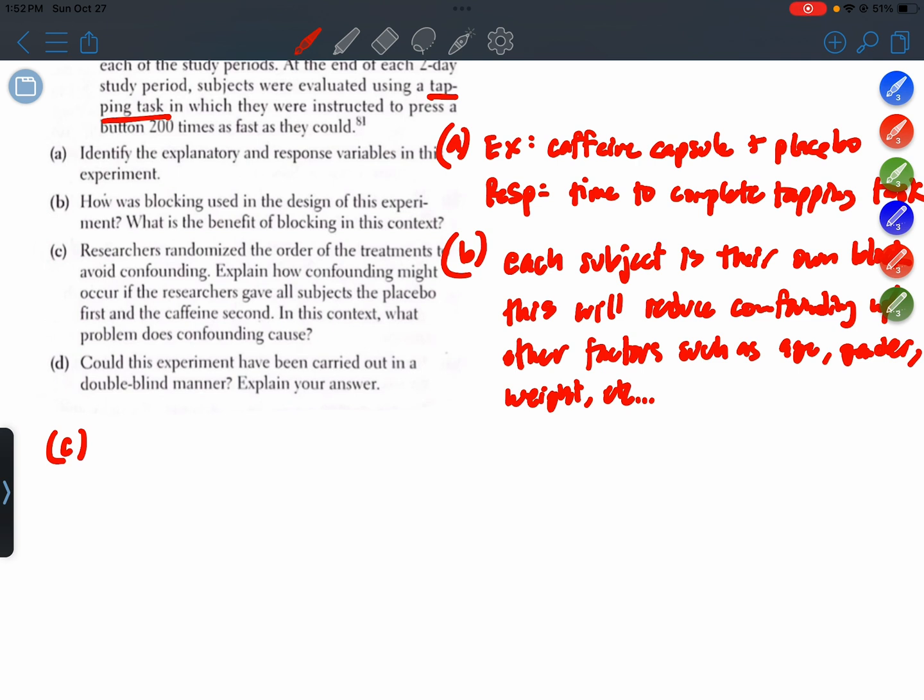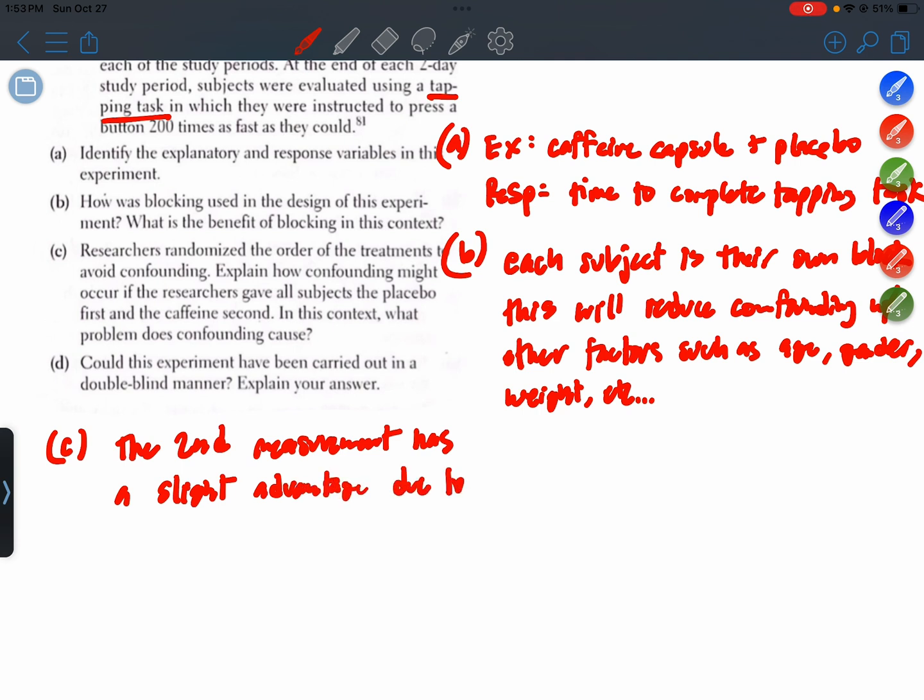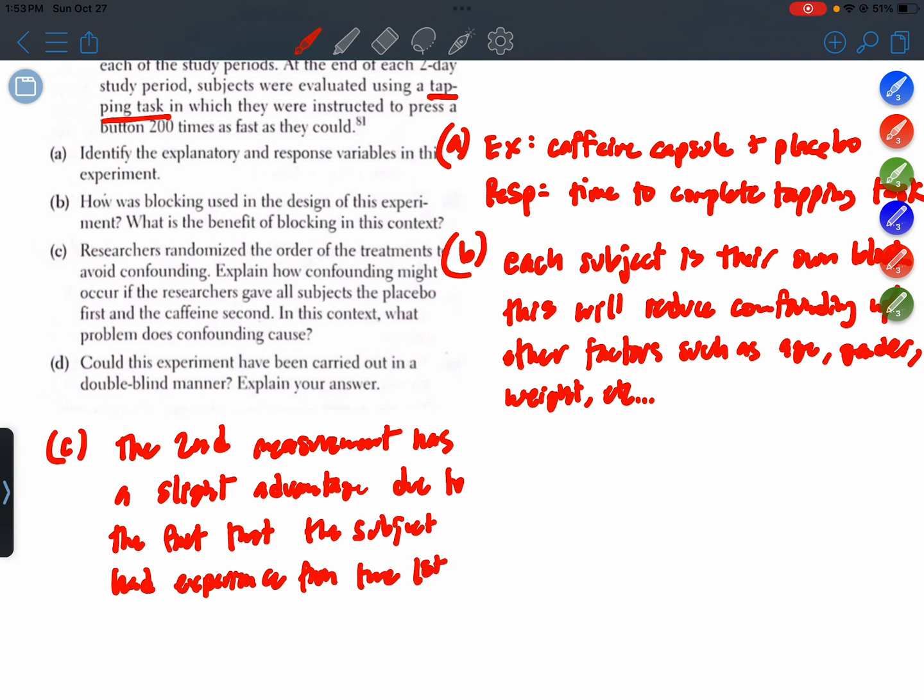Okay. So the second measurement has a slight advantage due to the fact that the subject had experience from the first measurement.